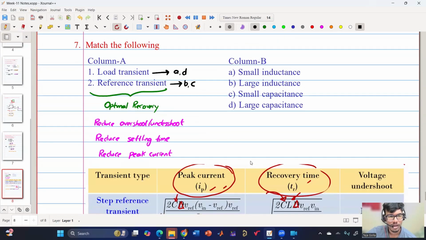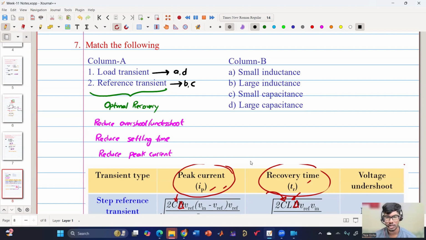In the final problem, we have seen another trade-off, which is for the load transient as well as the reference transient. For getting the ideal or best optimal recovery for load transient as well as reference transient, which means reduced undershoot, overshoot, reduced settling time, and reduced peak current, what are the requirements in terms of inductance and capacitance, keeping the input voltage and reference voltage constant?